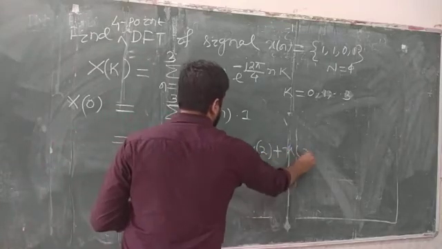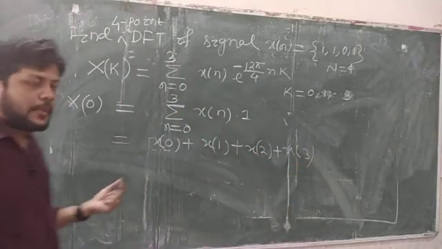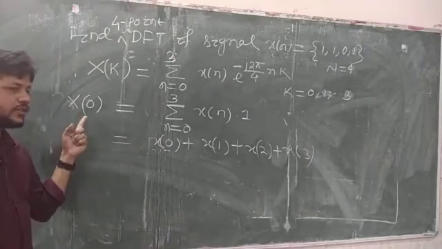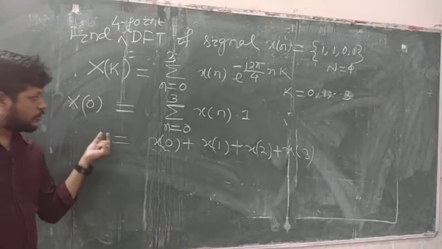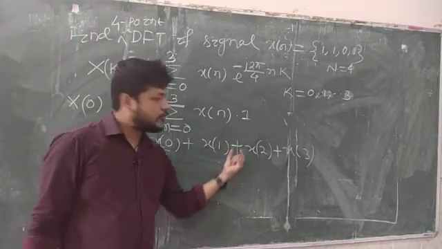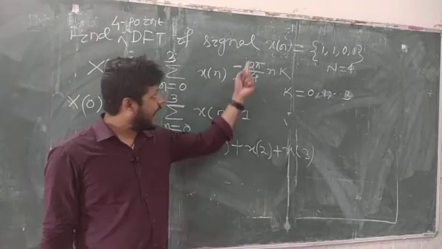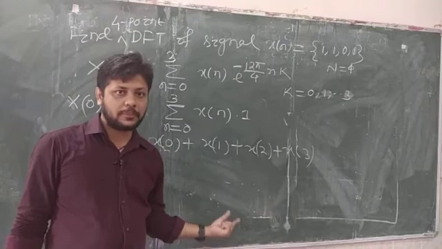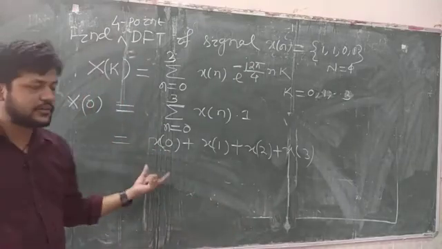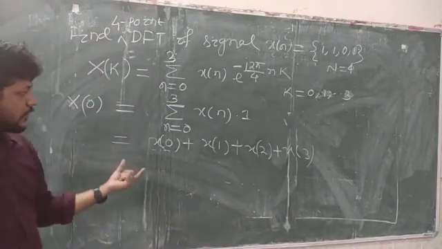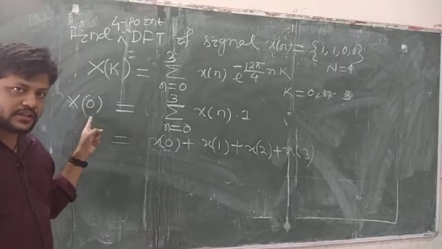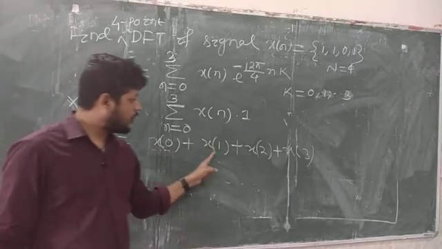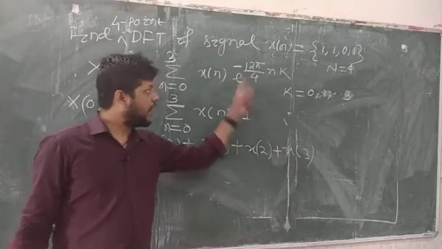plus x of 3. So remember students, whenever you want to find the discrete Fourier transform at origin, it is nothing but the summation of all the samples in time domain. You can see here from the definition, one by one I have solved it. The discrete Fourier transform at origin is nothing but the summation of all the samples in time domain.